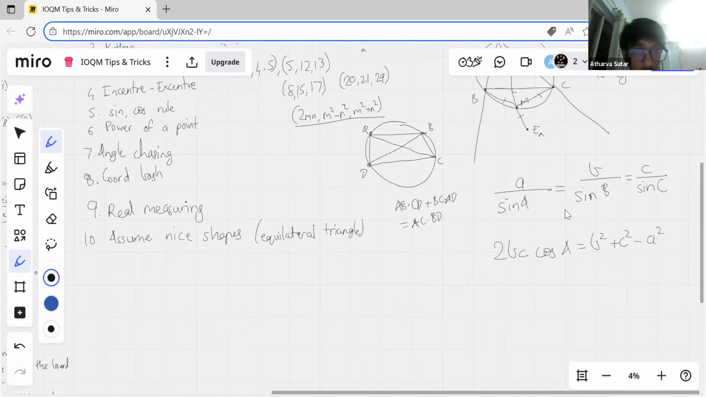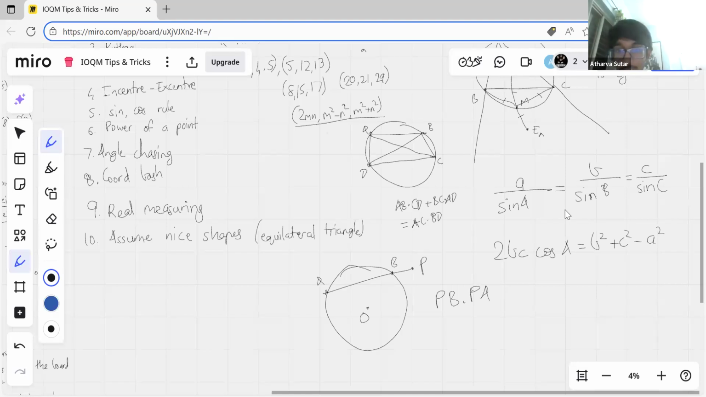Power of a point. I hope you guys know, there was a class on this. You can watch that if you want more information. If you're given a point P and a line passing through P, any random line, P could also be inside the circle. So PB times PA is a constant value, and this value is equal to PO squared minus R squared. This is power of a point.